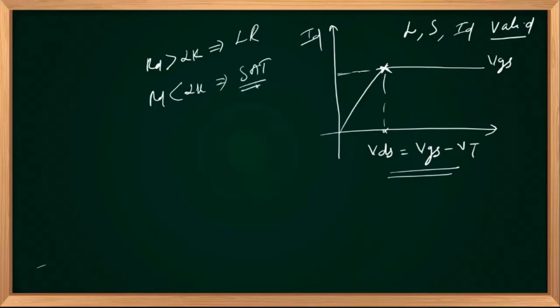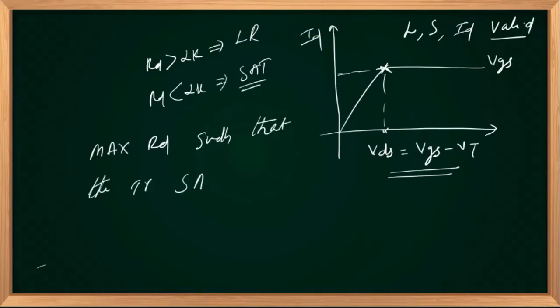Is that clear? If you are asked to find out what is the maximum value of RD such that the transistor remains in saturation, how much is the answer? What is the maximum value of RD in the same problem? What is the maximum value of RD such that the transistor remains in saturation? What is the answer?